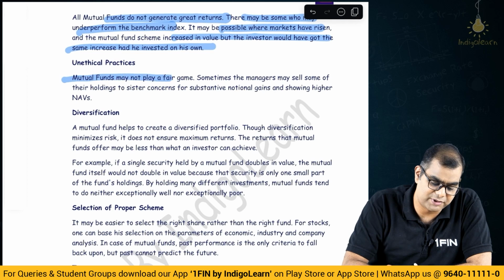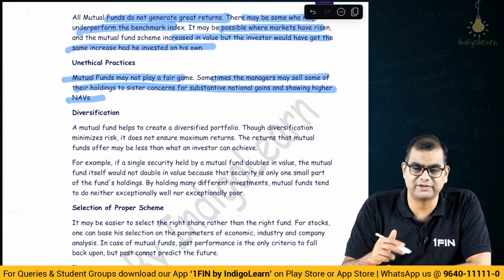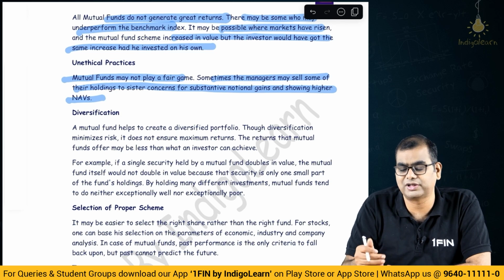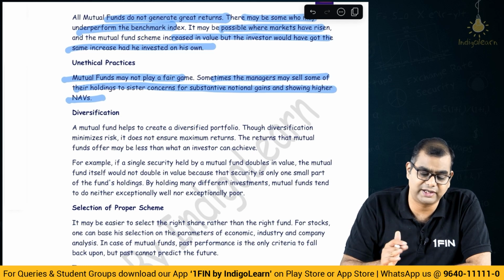Unethical practices: mutual funds may not play a fair game. Sometimes managers may sell some of their holdings to sister concerns for substantial notional gains, showing higher NAVs. So managers also do all this tamasha in between, where they do selling between sister concerns so that they can show inflated NAVs. This has happened. There is sometimes even front running and all of that.